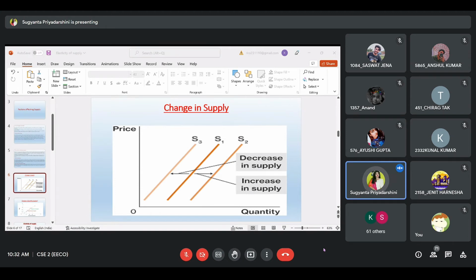Is it understood what is change in supply? Ma'am, can you please repeat that? I just got disconnected. Change in supply means, keeping price constant, due to change in any of the other factors your supply is increasing or decreasing. For example, the advancement of technology. Due to that, you will shift from S1 to S2. And due to the use of the obsolete version of the technology, you will move from S1 to S3 due to the decrease in supply.